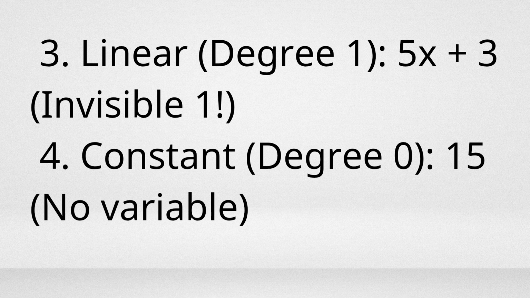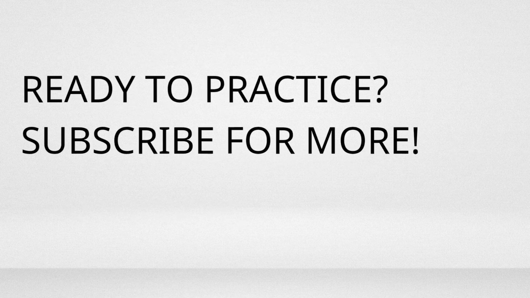Now, if you see just a letter like x with no number, there is an invisible 1. That is a linear polynomial. And if there is no letter at all, just a number like 15, that's a constant with a degree of 0.